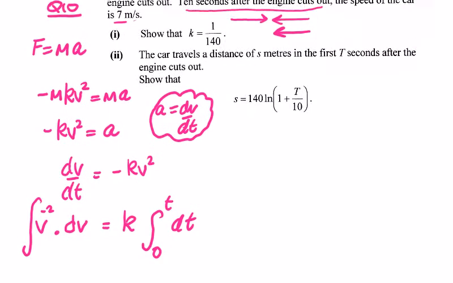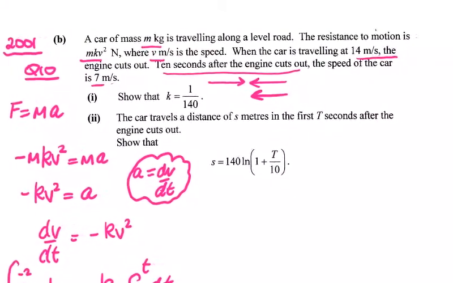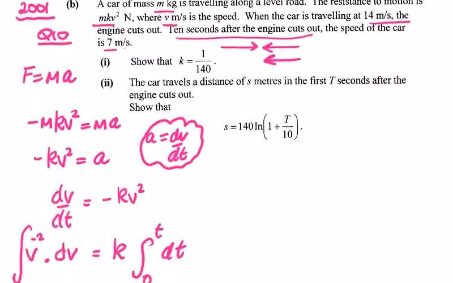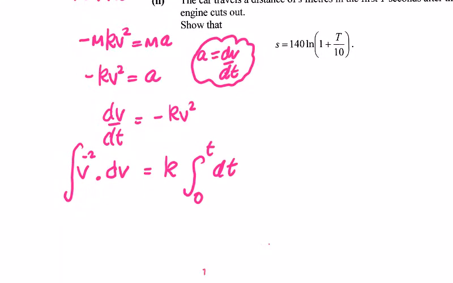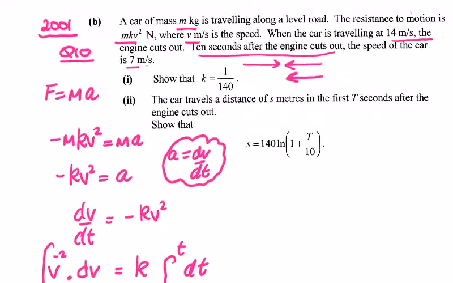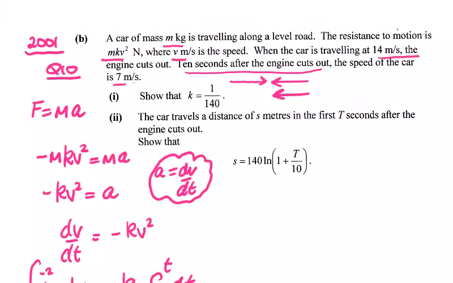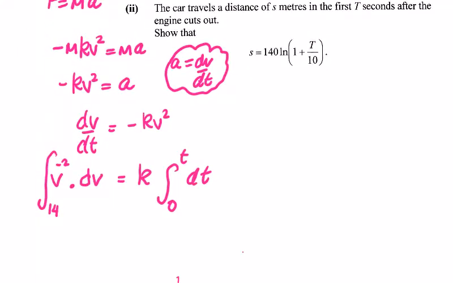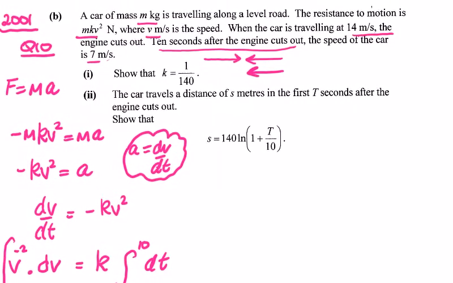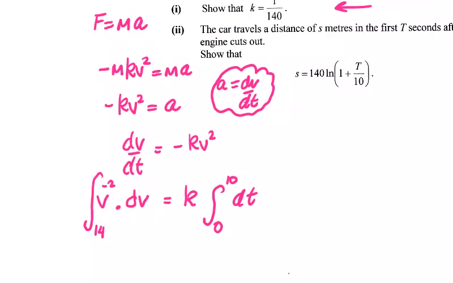Or if you read the question, obviously not 0 for t. When the car is traveling at 14 meters per second, the engine cuts out. So when the car is traveling at 14, that's what it's starting at, the engine cuts out. And 10 seconds after the engine cuts out, so we're dealing with t and 10. What did they tell us? The speed is 7, so they've actually given us loads of information here.